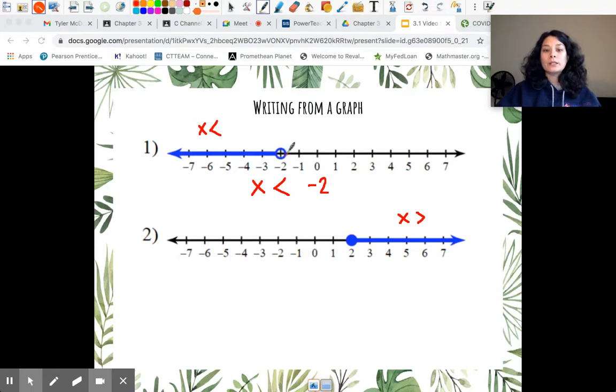And then last but not least, I determine if I need a bar under that symbol. Well, if I have an open circle, that means I don't want the bar underneath. Okay, so I leave it just like that. Here's my final answer for number 1.